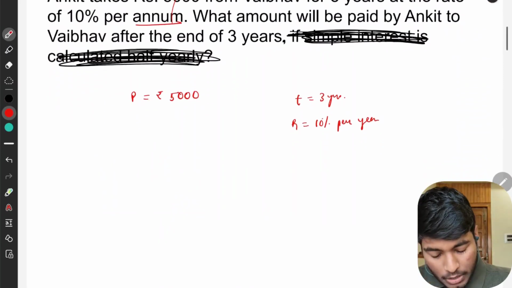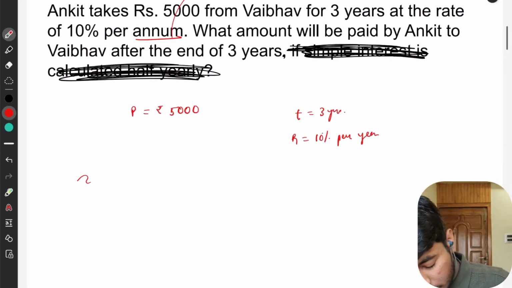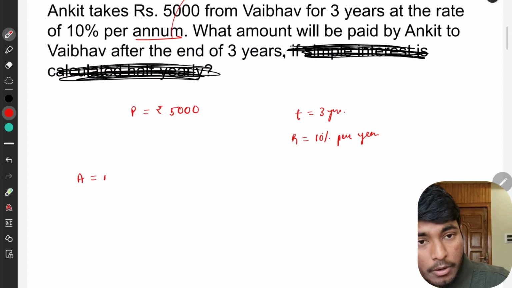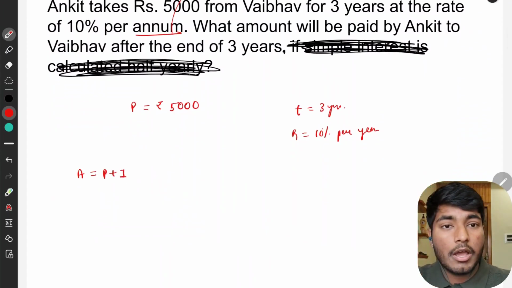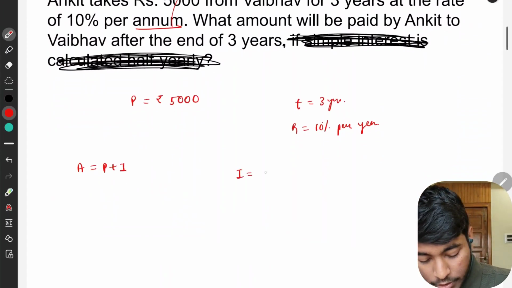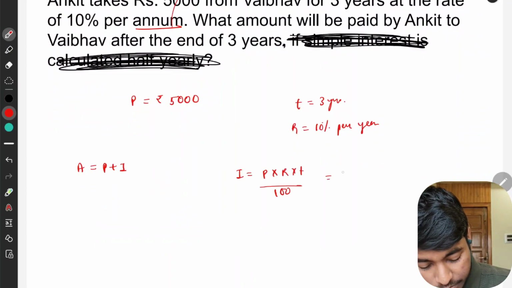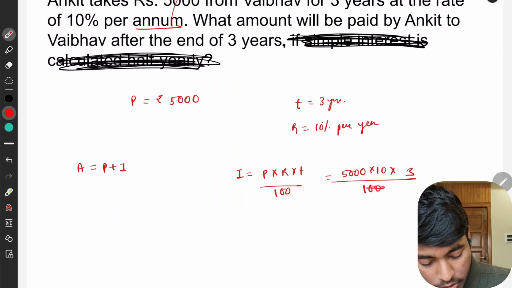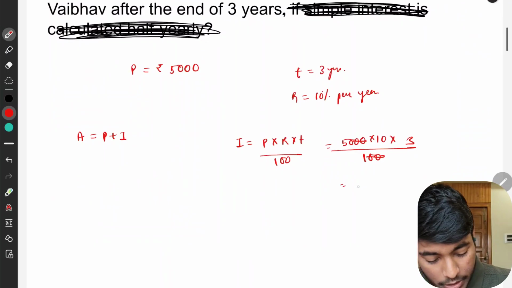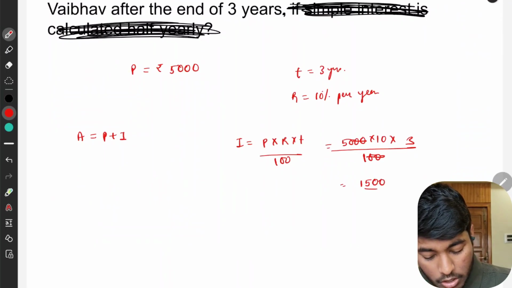Okay. So what I can say from here, the amount returned will be equal to the principal plus the interest. And what is the value of the interest money? Interest money is P into R into T upon 100. What is P? 5,000. What is the rate? 10% for 3 years upon 100. Okay, so the zeros get cancelled. It will be 1,500.